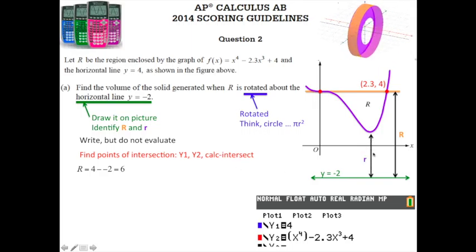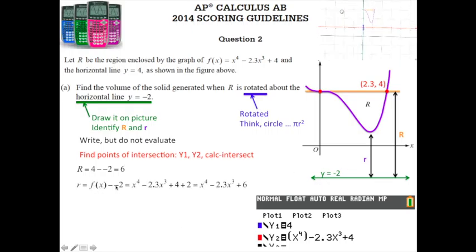The inner radius comes from the axis of rotation to the purple shape. That's going to be the function minus the axis, so the function minus a negative 2, which is just a plus 2. Simplifying it, we get that distance for the inner radius.